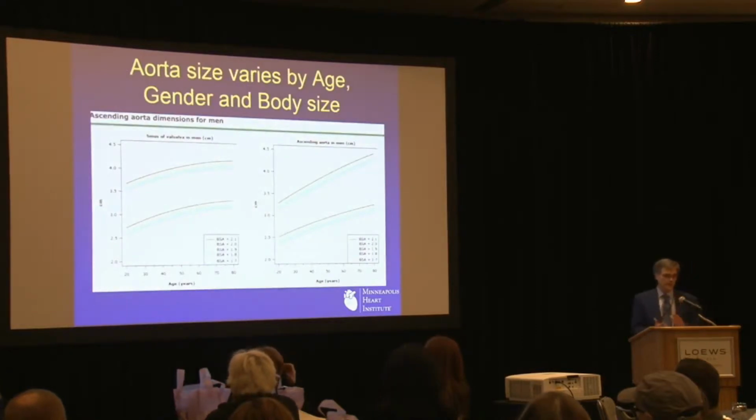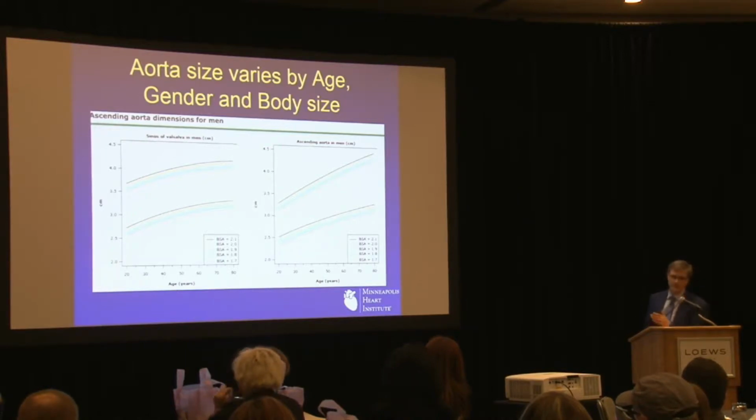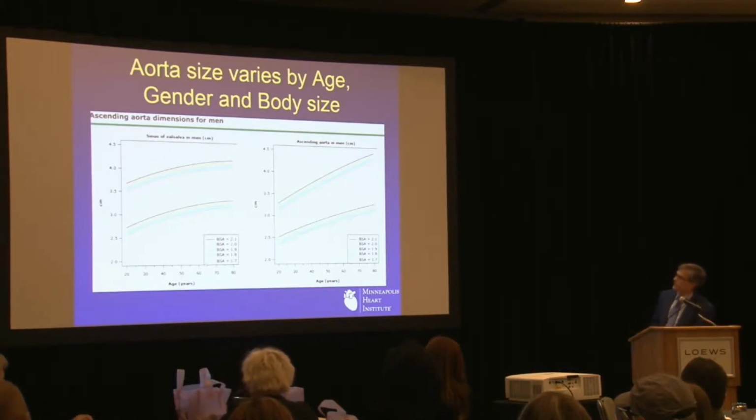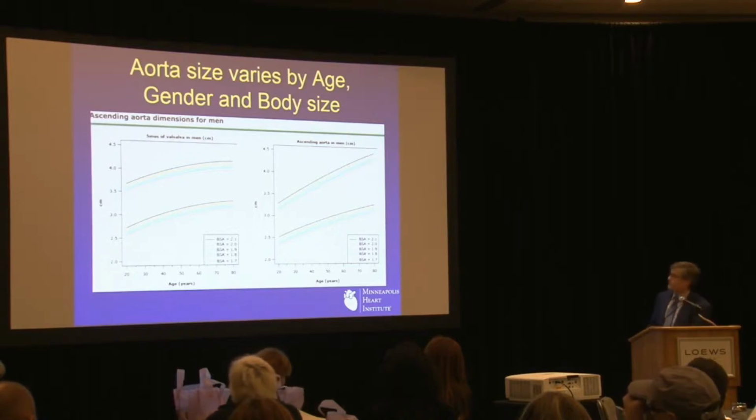So when I judge the size of the aorta, I judge it in relation to the patient's body size and their gender and their age. So just for example, and I use these diagrams just about every day. This just happens to be one that we have for echo, and it looks at the ascending aorta size for men. There's separate diagrams for women.